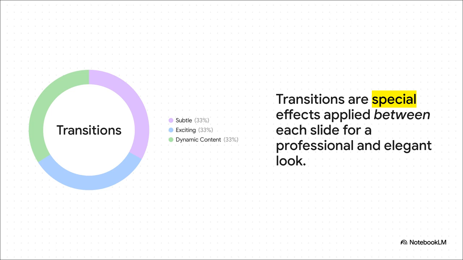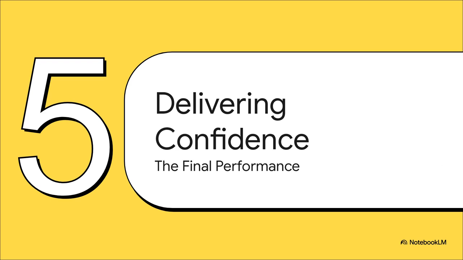Now, transitions. Those are the effects that happen between your slides, and choosing the right one is so important. Look, subtle fades and pushes, those are your professional go-to defaults. Use those exciting transitions really sparingly, maybe just once to introduce a major new section. And the dynamic transitions, like the morph effect, are incredibly powerful for showing how an idea evolves or changes between two slides. All right, you've built your story, you've designed it, you've polished it with motion.